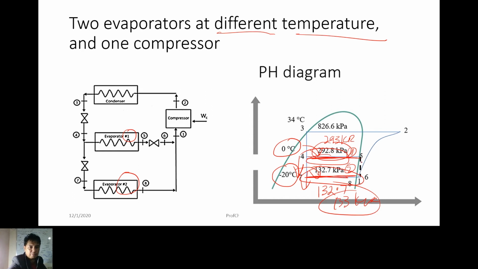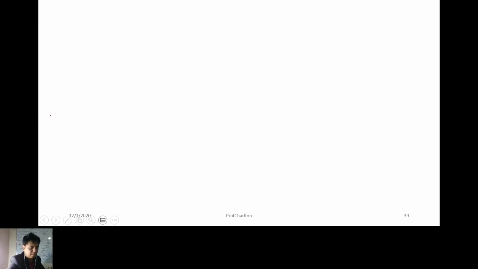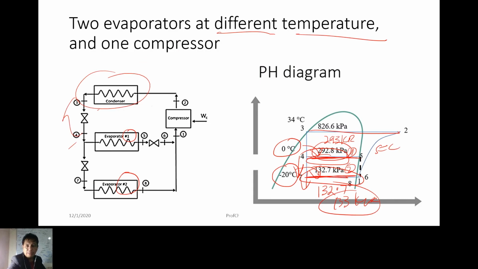From here, 1 to 2 is constant entropy, the work of compression. 2 and 3 is the condenser. Now, 3 and 4 is the expansion valve. Then there is also 4 and 7, which is constant enthalpy. So that is 2 evaporators at different temperatures.